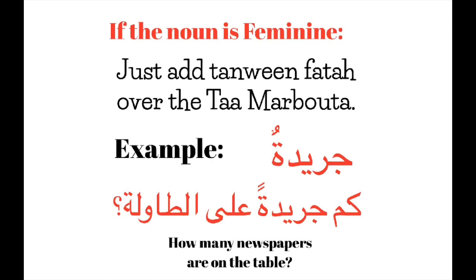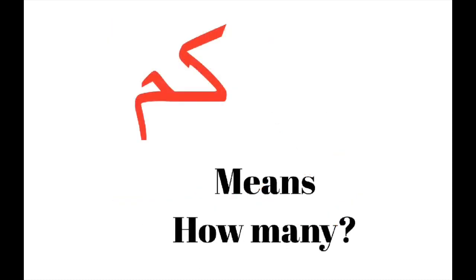If we want to ask how many newspapers are on the table, we'll begin our sentence once again with kam. Then we need the singular feminine noun for newspaper, which is jarida. Since jarida is a feminine noun, we no longer have to add that extra aleph to the end. Instead, we simply add tanween fatha over the ta marbuta. So the question we'll ask is kam jaridatan ala atawila. Kam jaridatan ala atawila.